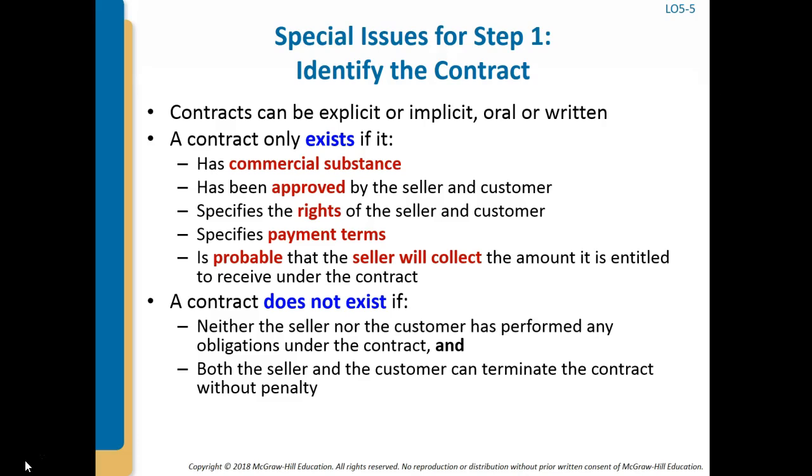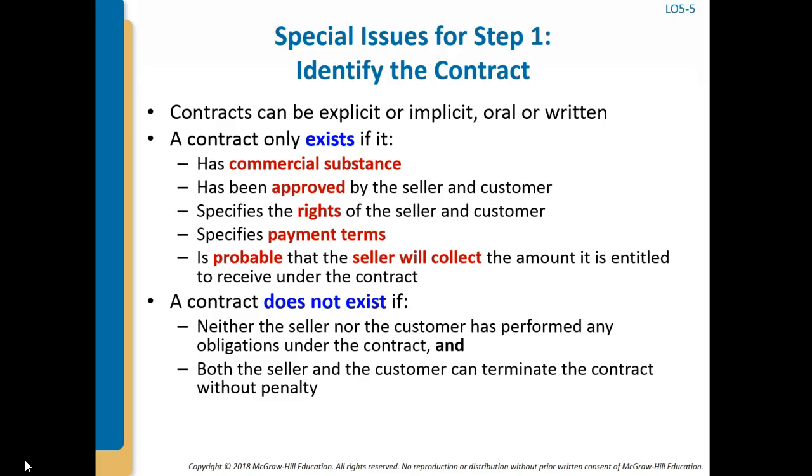Specifically, a contract only exists if it has commercial substance, has been approved by the seller and customer, specifies the rights of the seller and customer, specifies payment terms, and it is probable that the seller will collect the amount it is entitled to receive under the contract. Note that this last criterion is somewhat similar to the contract having commercial substance.